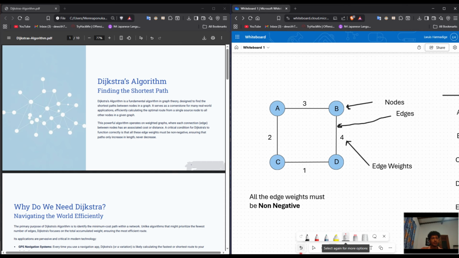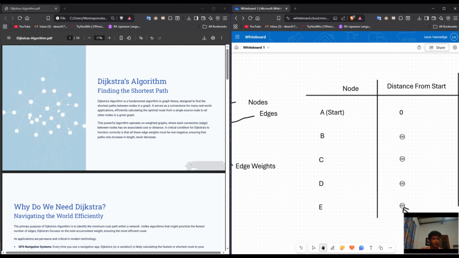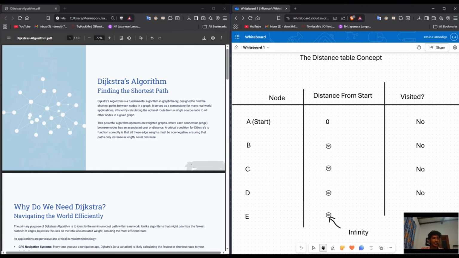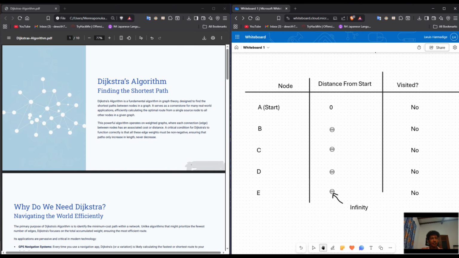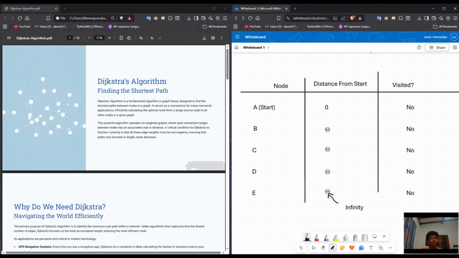Distance table concept. I have drawn a distance table. This is the table we are going to use to understand the shortest path for each node. At the heart of Dijkstra's algorithm is a simple but powerful data structure, the distance table. This table keeps track of the shortest known distance from our starting point to every other node.